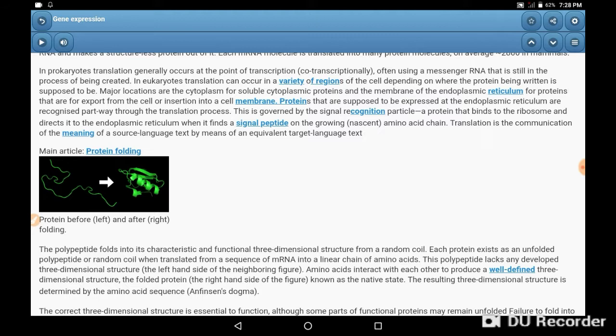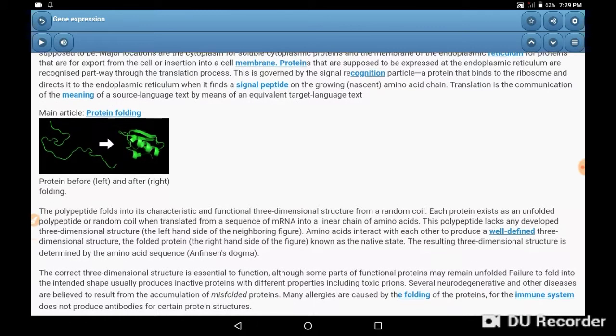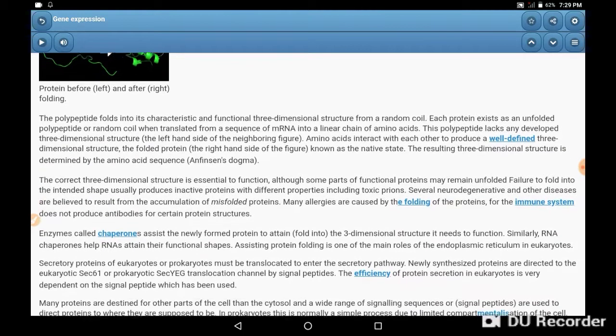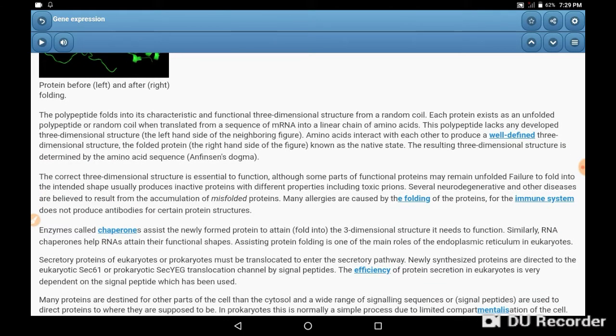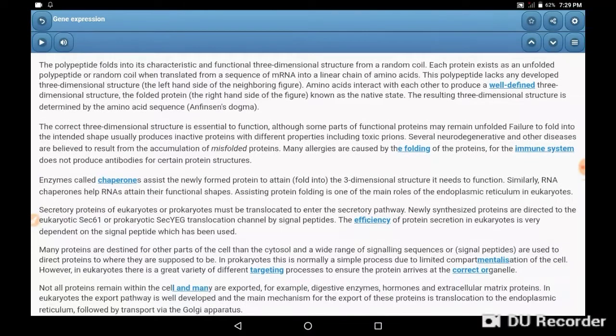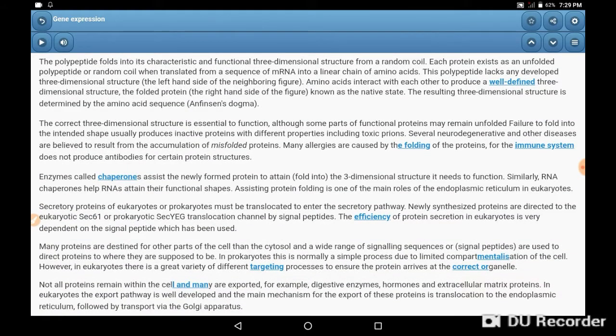Main article: protein folding. In the figure, the protein before, left, and after, right, folding: the polypeptide folds into its characteristic and functional three-dimensional structure from a random coil. Each protein exists as an unfolded polypeptide or random coil when translated from a sequence of mRNA into a linear chain of amino acids. This polypeptide lacks any developed three-dimensional structure, the left-hand side of the neighboring figure. Amino acids interact with each other to produce a well-defined three-dimensional structure, the folded protein, the right-hand side of the figure, known as the native state.